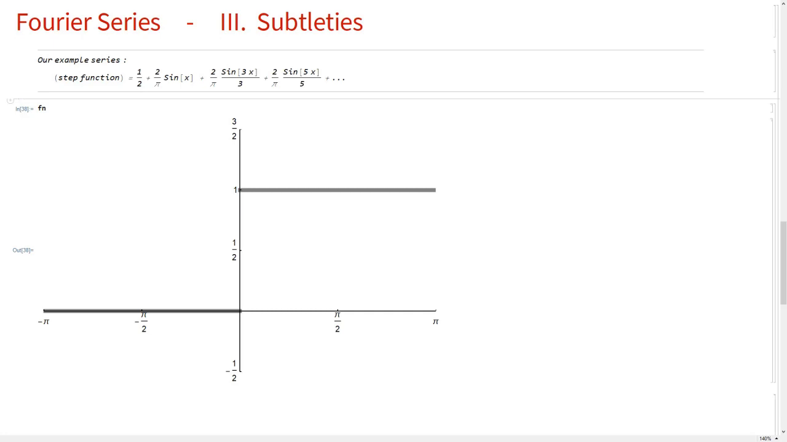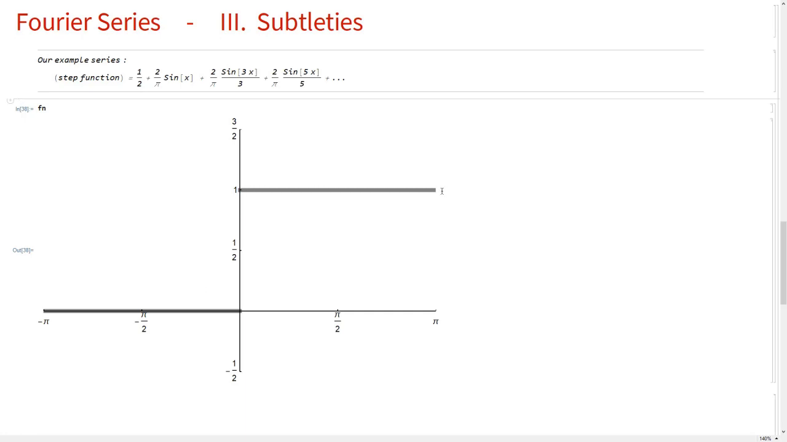This is the third and last video in the Fourier Series section of the course. I just want to tell you about a few subtleties of Fourier Series that you should be aware of. We'll continue talking about our example function, a step function. So I've plotted it here on the screen. It is 0 from minus pi to 0 and 1 from 0 to pi.